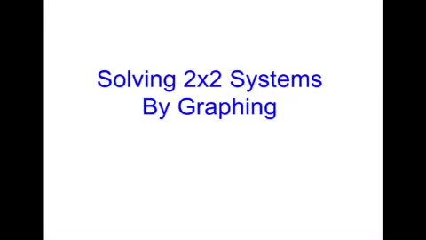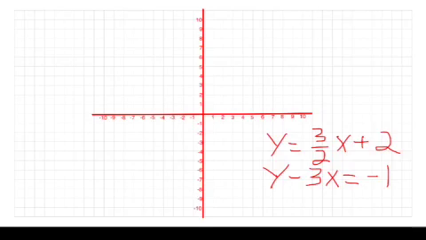In this video, we're going to take a look at how you can solve 2x2 systems of equations by graphing. A 2x2 system, of course, is two equations with two variables, such as this one. We have y equals 3 halves x plus 2, so it has an x and a y. And then a second equation, y minus 3x equals negative 1.